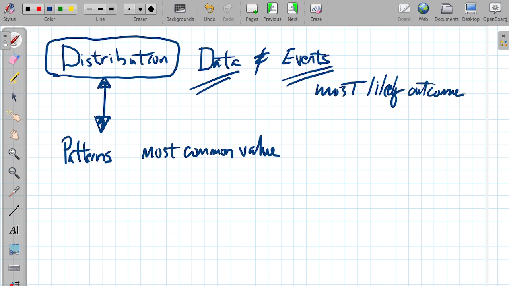Now, what else can we talk about as far as patterns? We want to know what the minimum and maximum is. What's the smallest and largest? Because from data, that'll give us the range. Well, we can have a smallest and largest outcome as well in probability of events. What's the least likely as opposed to what's the most likely?